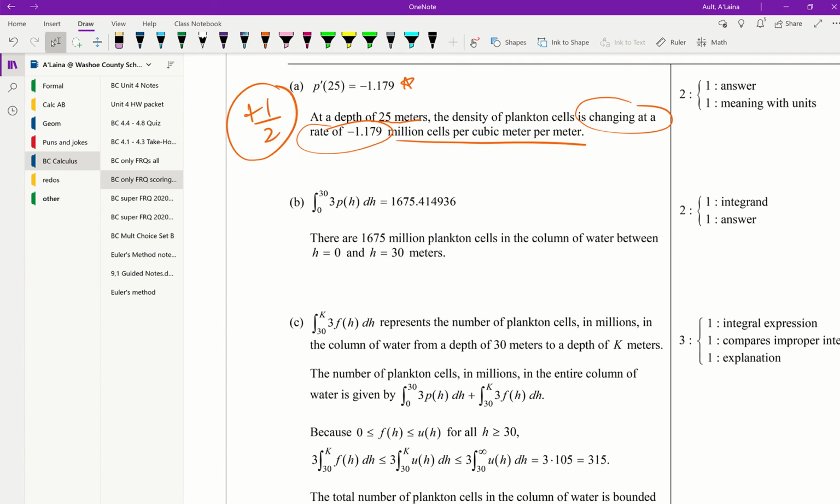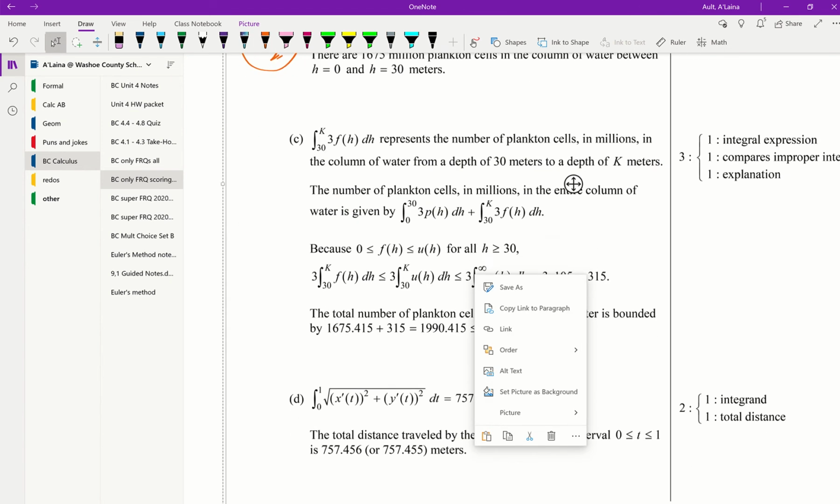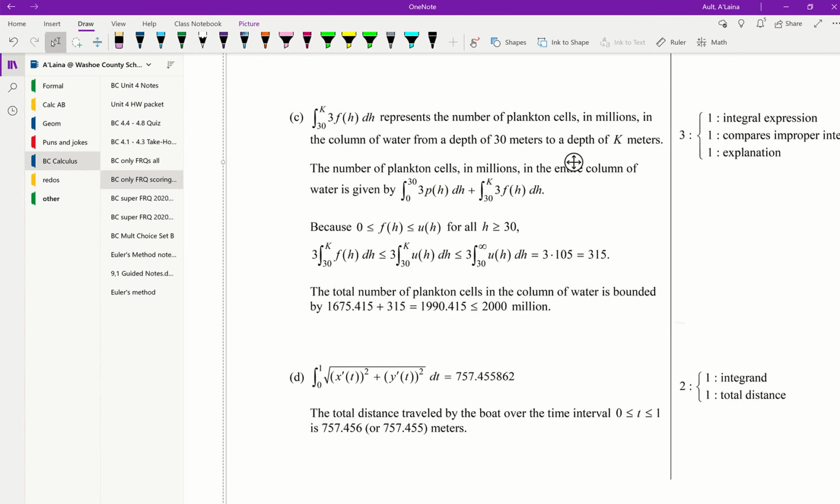Part B, the integrand. Basically, that's this part right here. So knowing that you had to do 3 times the density, which was really tricky, very few kids got this at all. Very few students got any points on part B. Very few got any points on part C as well.